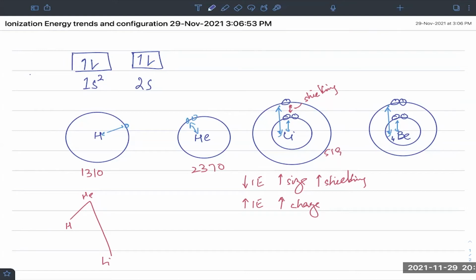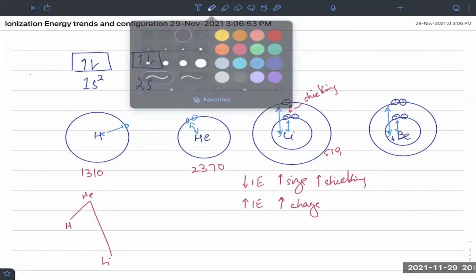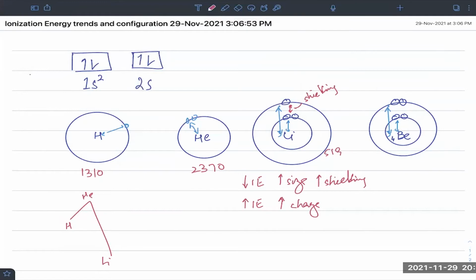So now beryllium has a smaller size. Why? Because there's greater nuclear charge pulling the shell closer. But the shielding remains the same, so the effect of shielding is 0. Size is smaller, so ionization energy increases. Charge is greater, so ionization energy increases. So the effective nuclear charge and the smaller size both work together to increase the ionization energy of beryllium. So beryllium's ionization energy is going to be bigger than that of lithium.